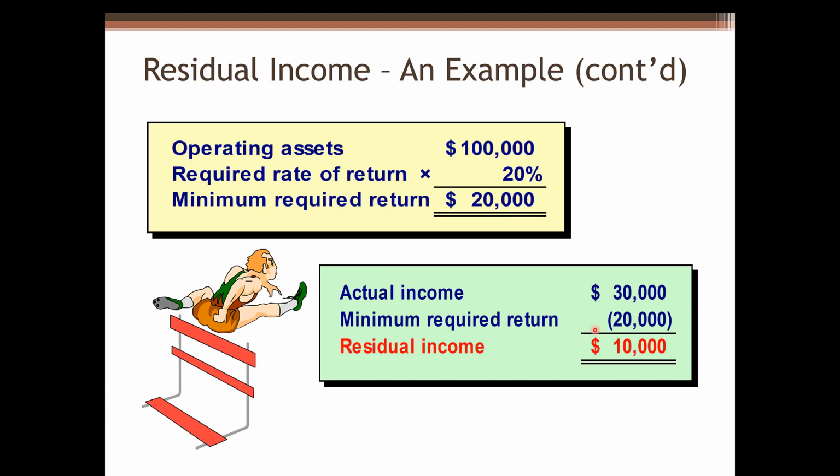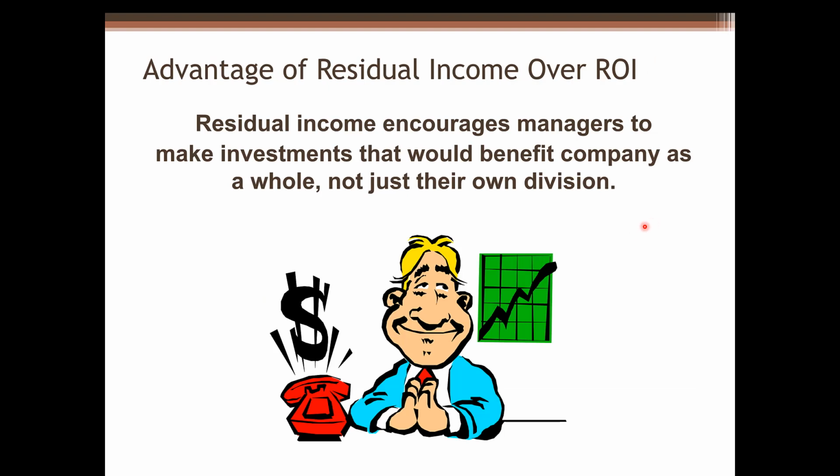And then subtract the minimum required return from net operating income. We can get residual income, $10,000. The calculation is very straightforward. The advantage of residual income over ROI is that the residual income approach encourages managers to make investments that are profitable for the entire company, but that would be rejected by managers who are evaluated using the ROI formula.